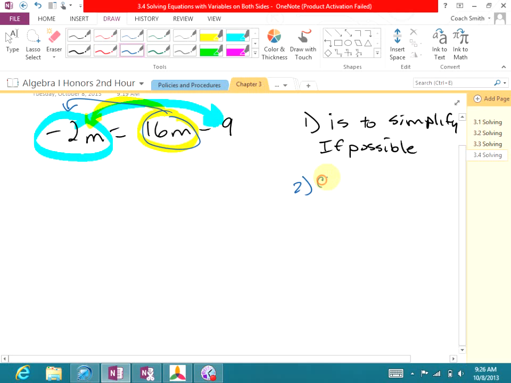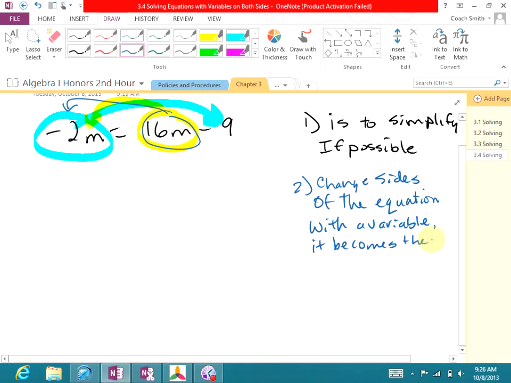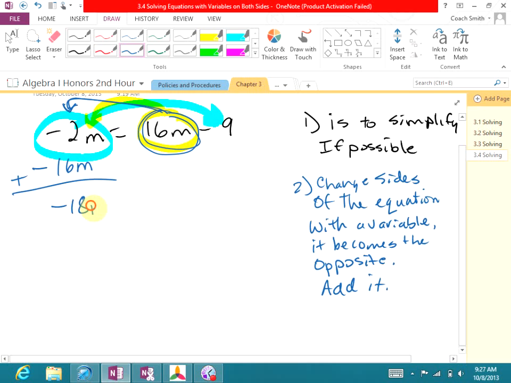Now, when you change sides of the equation with a variable, it becomes the opposite. So when we take the 16m over to the other side, it becomes a negative 16m. And then you add it. So we're going to add these two things together. That gives me negative 18m is equal to negative 9.